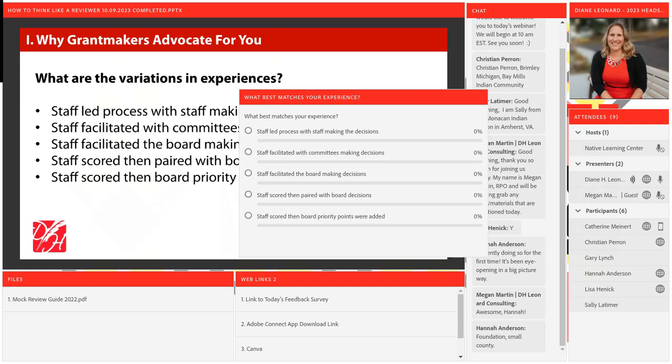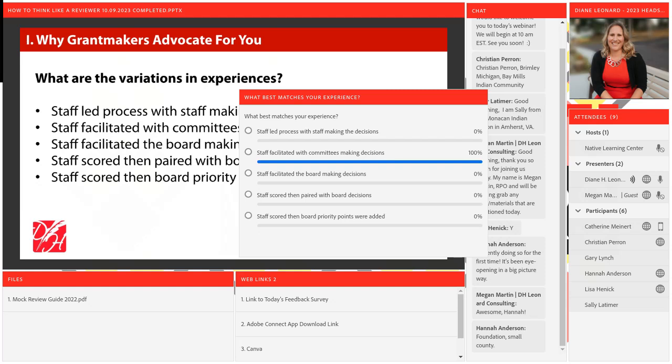So we've got a few different ways I think that grant makers have structured their processes. There certainly could be others. But if you have been a reviewer, let us know what kind of facilitation for the decision making process you were a part of. This is always fun when we do poll questions. I never know what's going to happen. What will be our answers?